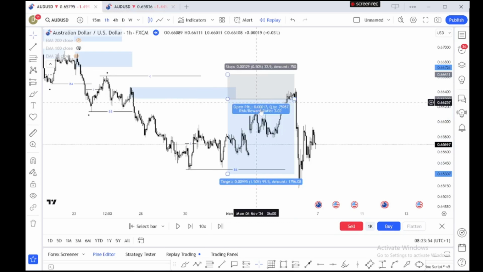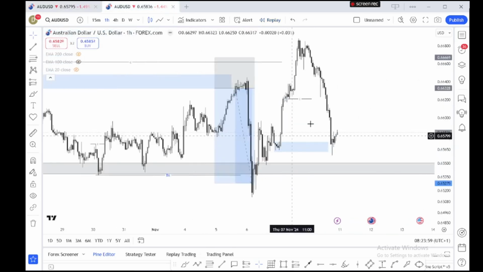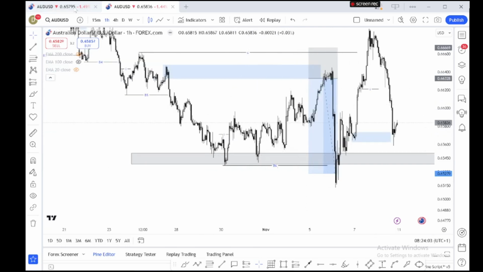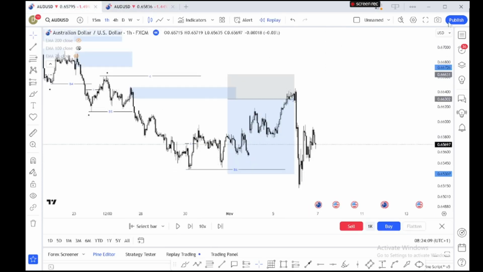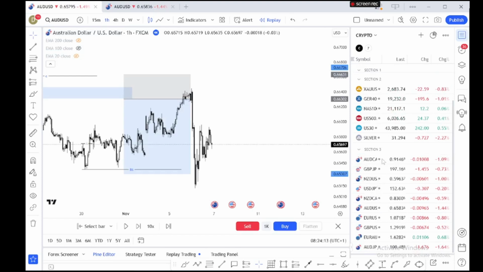So this is the explanation, this is the trade that I got. As you see, this is the trade, the one I just used to explain. So in this case, this is not the only trade. I had this one too, the same approach on AUD CAD.